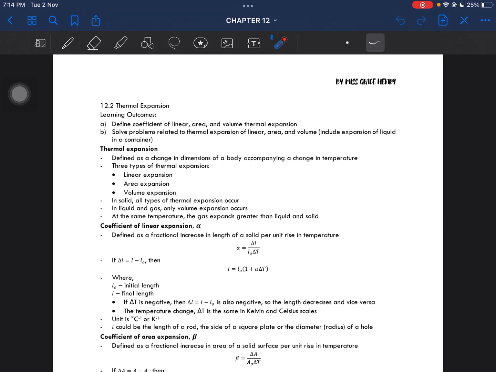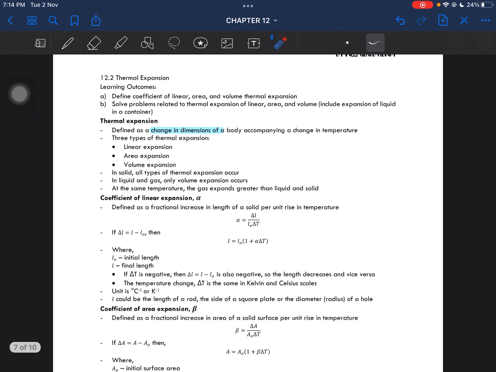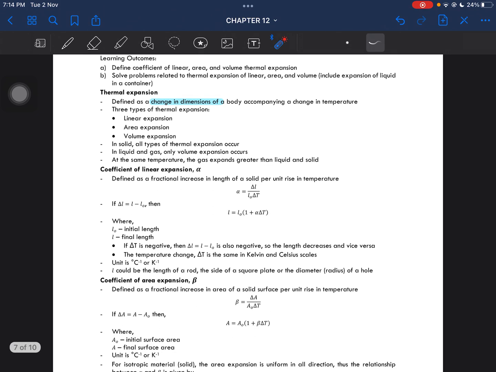So thermal expansion is defined as a change in dimensions of a body accompanying a change in temperature. Meaning that the change in dimensions is due to the change of temperature. Three types of thermal expansion are linear, area, and volume. In a solid, all three types of thermal expansion occur. But for liquid and gas, only volume expansion occurs, and at the same temperature the gas expands greater than liquid and solid.